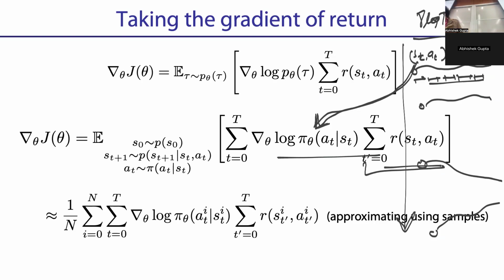Remember, whenever you have an expectation, you can approximate it as the average over samples, right? So you're just going to sample a bunch of trajectories this way. You're going to compute this sum of gradients, weight the sum of gradients by the sum of rewards, and then you're going to average over many trajectories.